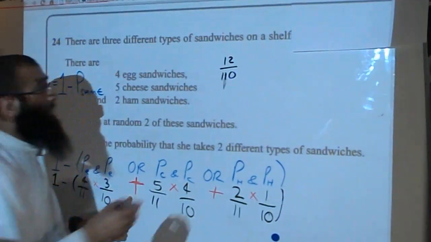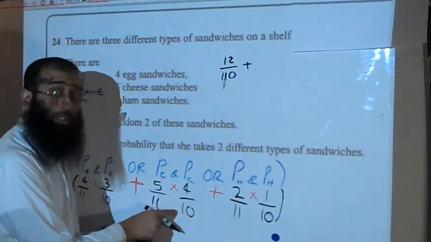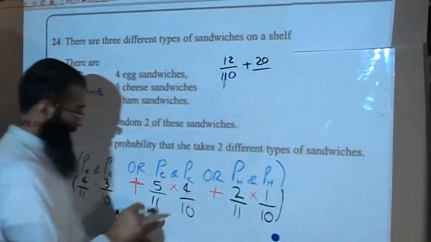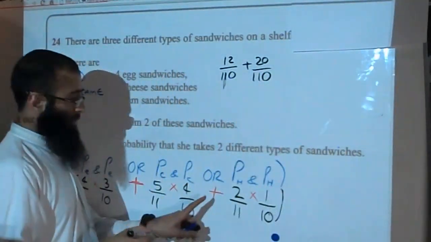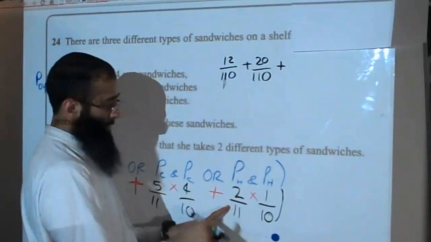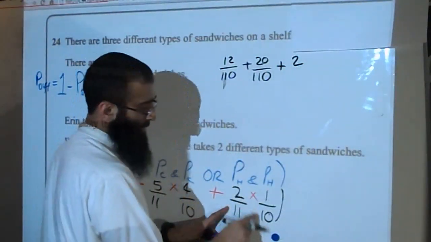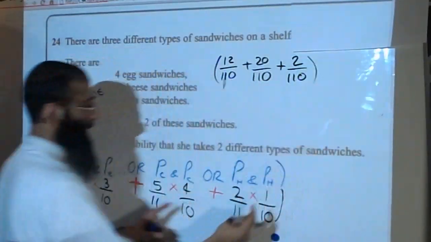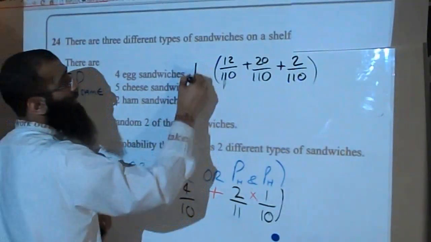Okay, and then we can add to that this one. 5 over 11 times 4 over 10. 5 times 4 is 20. 11 times 10 is 110 again. Okay, the next one, plus 2 times 1 is 2. 11 times 10 is 110 again. And remember, all of this is 1 minus it.